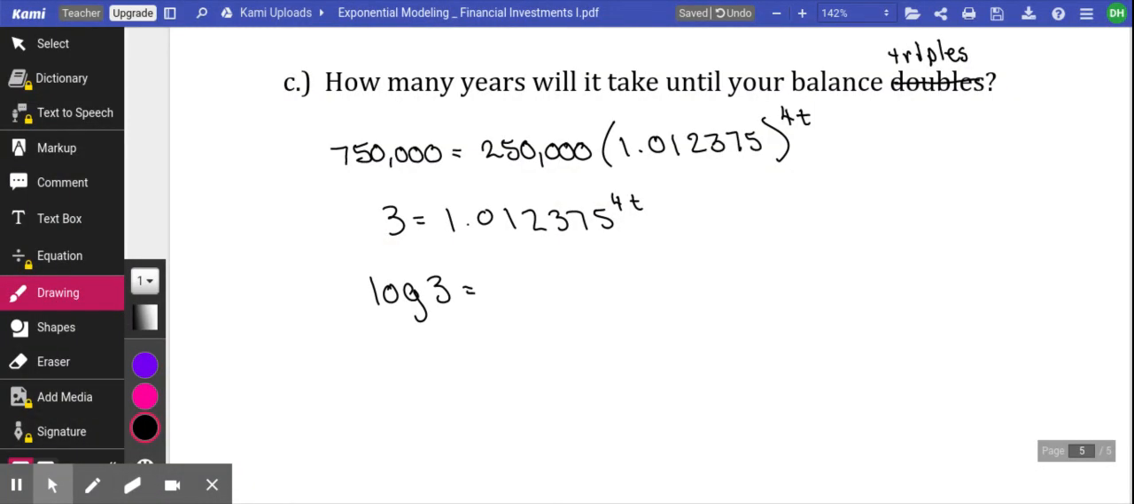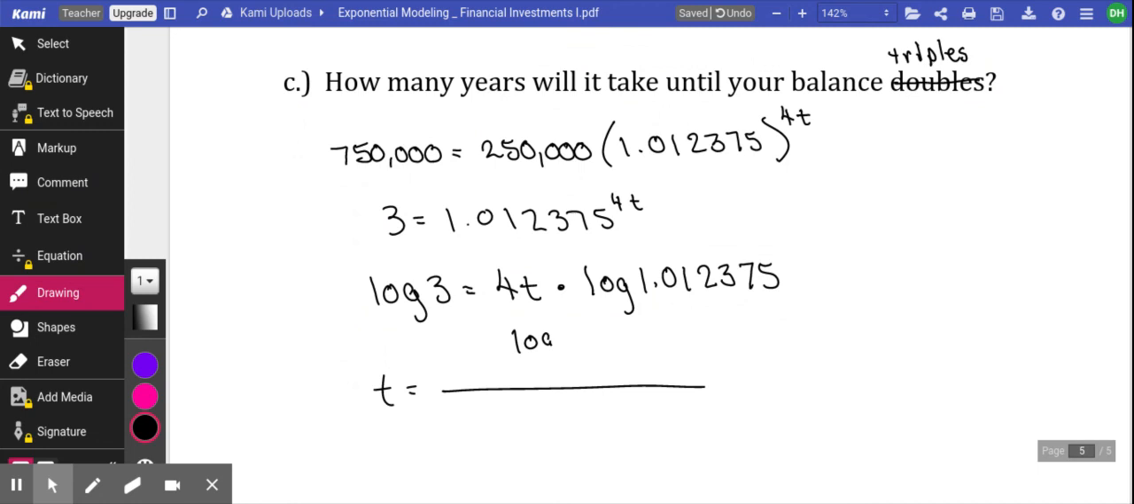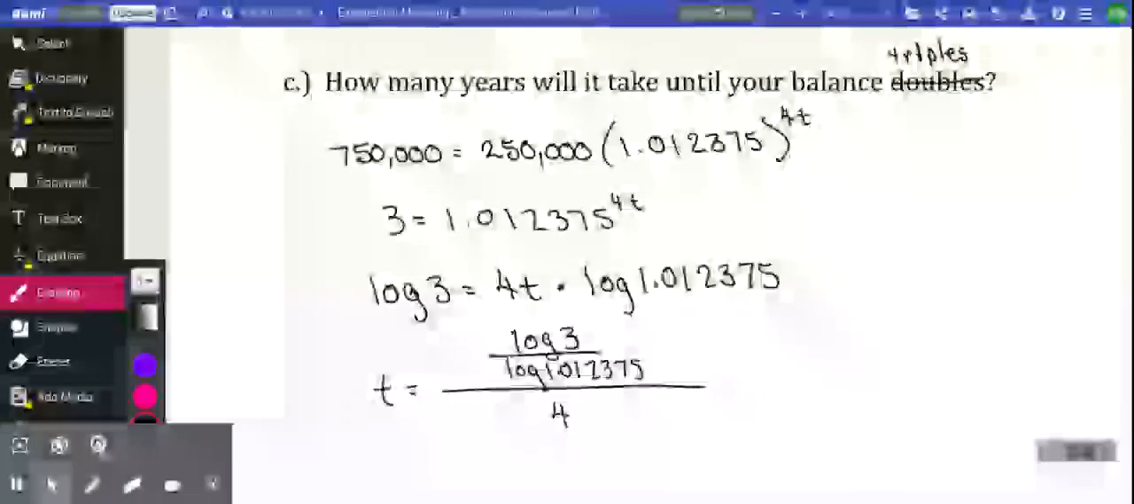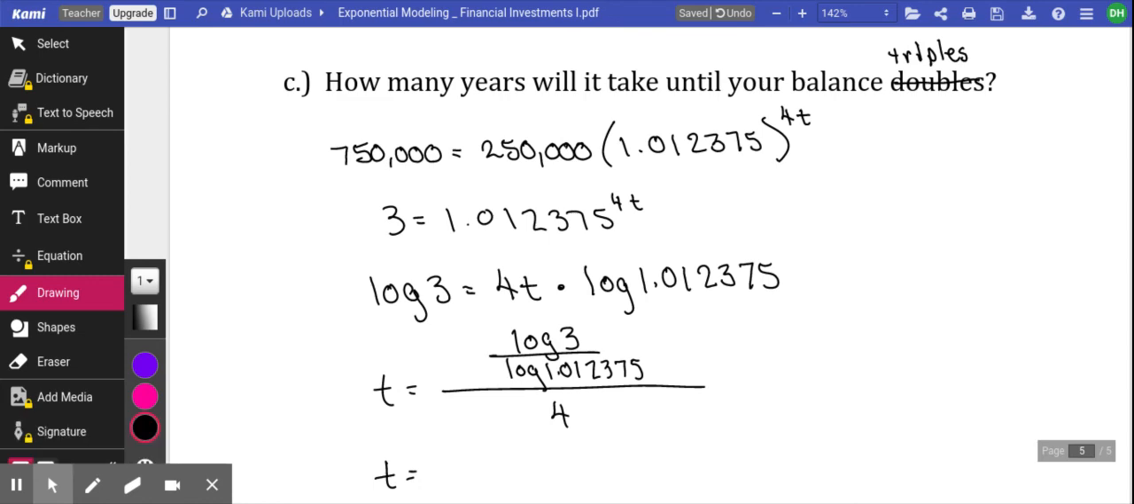And we know that that exponent is going to transform into the coefficient. So it's 4t times the log of 1.012375. And then we'll just divide both sides by the log and divide both sides by the 4. So we'll have the log of 3 first divided by the log of 1.012375. And then we'll divide that entire thing by 4. So I got about 22.33. So we'll say approximately 22 years for that investment to triple.